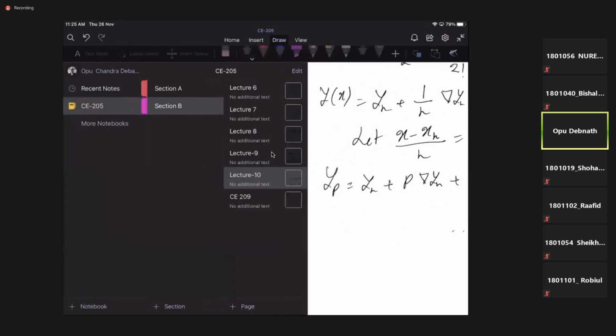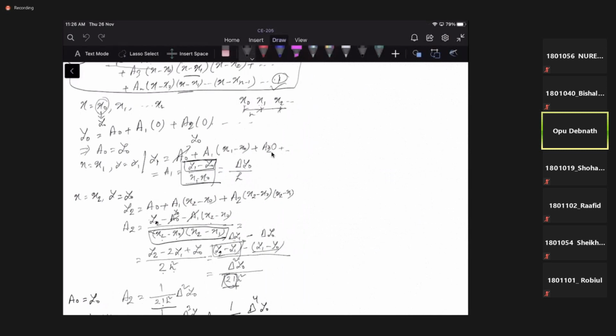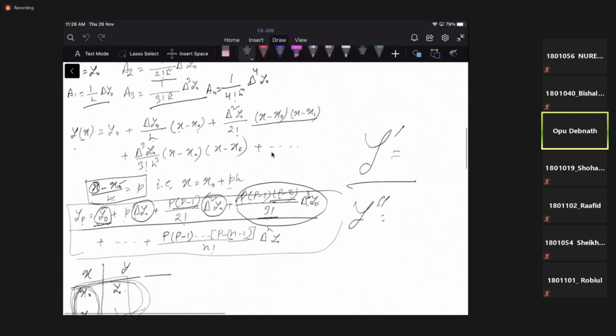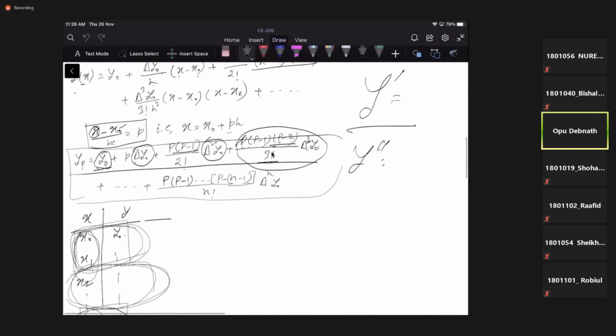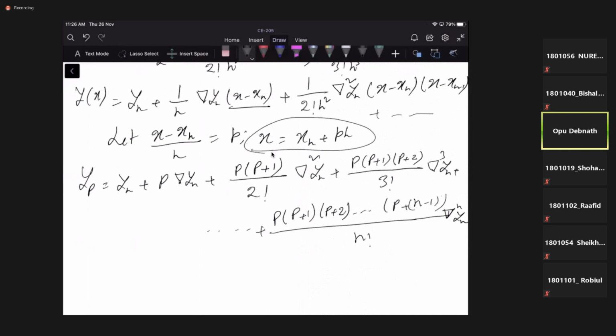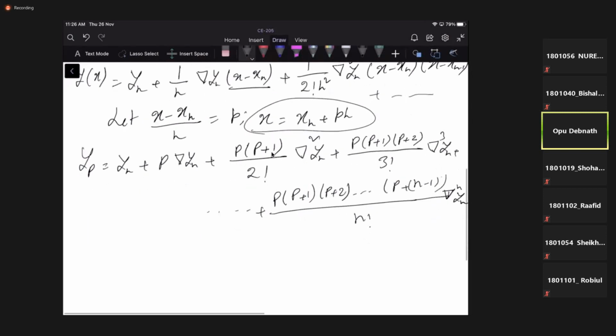So in forward difference the formula was like this: y0, that means the initial term, plus p into del y0, then p into (p minus 1) del square y0 by 2 factorial, and then p(p minus 1)(p minus 2), and so on. And in the backward difference formula it becomes (p plus 1), (p plus 2), and so on. So these are the basic differences.